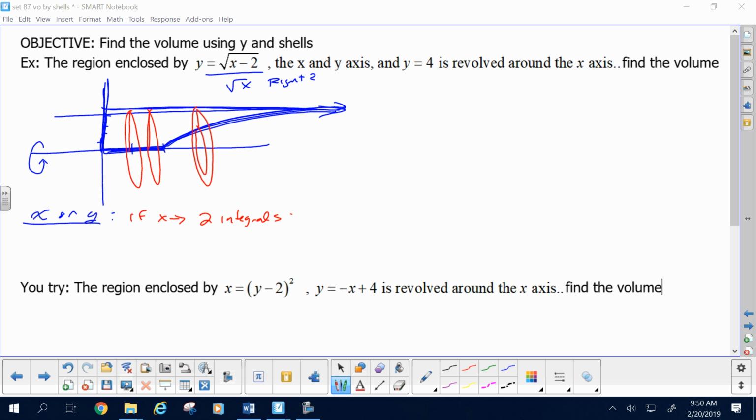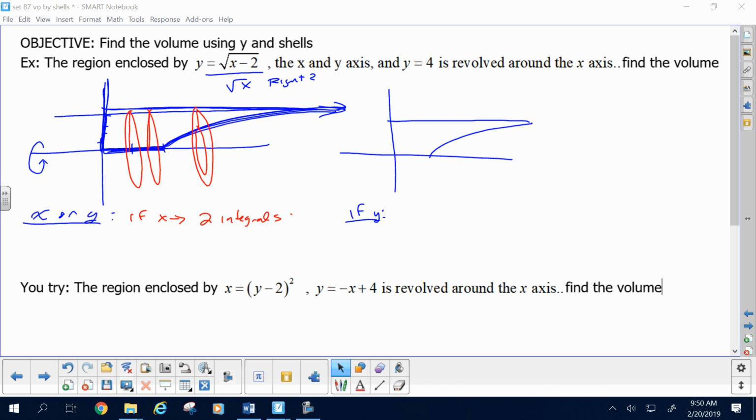What if I take that region and use y? First of all, what does the slice look like if I use y? Instead of slicing this way, y slices go this way. If you look at y slices, isn't it always the same kind of situation? The right is the curve, the left is the axis, the right is the curve, the left is the axis. If it's y, it only requires one integral. That's obviously easier, so we're going to go with y.